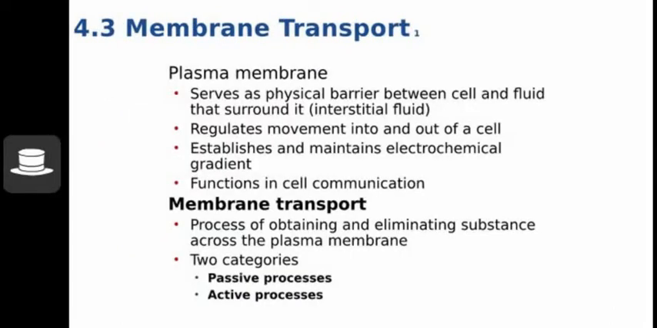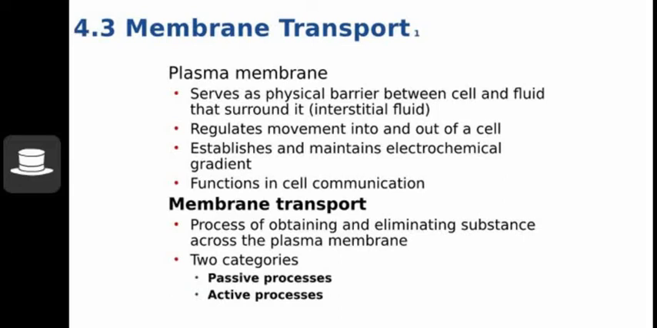Remember, the plasma membrane serves as a physical barrier between the fluid inside of the cell and the fluid outside of the cell, which we call interstitial fluid. And it regulates the movement of things into and out of the cell. Things don't get to wander in and out. It is selectively permeable. When we look at membrane transport, we can basically divide everything into two categories that would be passive processes and active processes.